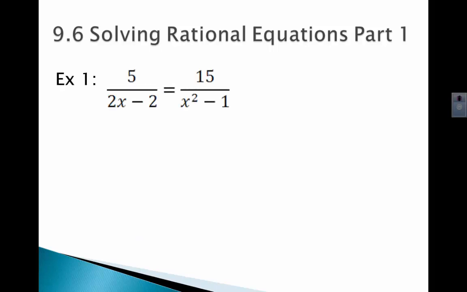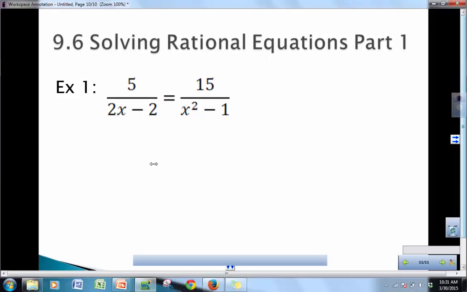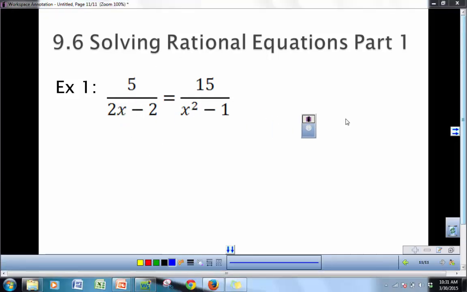What we're going to look at today particularly is when we have a rational expression equal to another rational expression. The nice thing about these problems is they're very similar to what you learned in pre-algebra and algebra 1 with ratios and proportions. So, if we have 5 over 2x subtract 2 is equal to 15 over x squared subtract 1, it's just like we have a fraction equals a fraction, which you guys have learned in the past. All you have to do to solve is cross multiply. If you cross multiply, you no longer have any fractions.